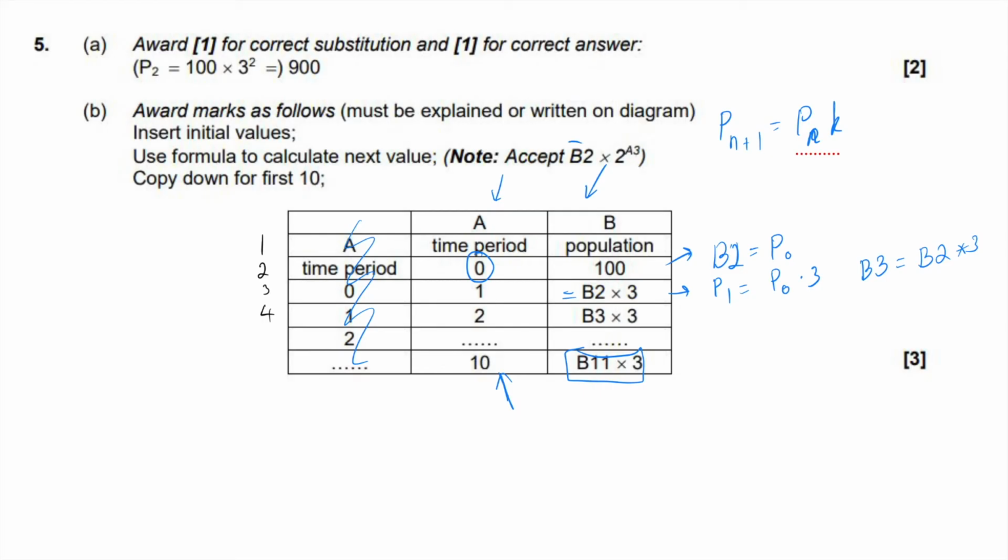Right here it says accept B2 times 2 to the power of A3, with A3 being the particular time period right here. Which actually disproves my previous statement that you can't use exponents. In fact, I think that probably anything you could use in Excel, you could use here. But just in my opinion, this is easier and less ambiguous, just using this formula. But it doesn't really matter. Either way, you would get the right answer.